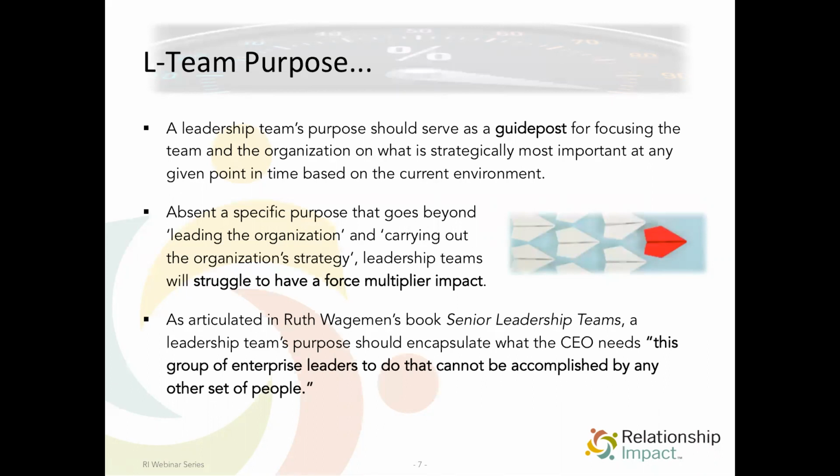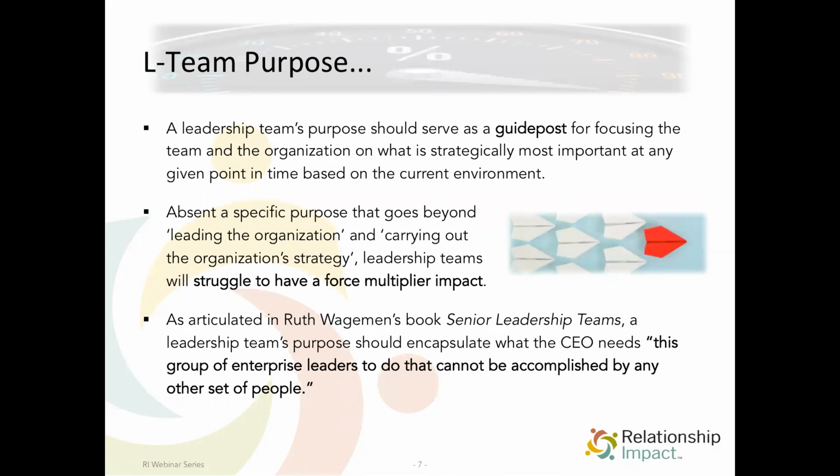So our point here in terms of leadership team purpose is that leadership teams need to come together, obviously on that stewardship role, but also very importantly on what it is that this group of leaders at this point in time should be focused on to help the organization at this particular juncture get the results they're looking for. A leadership team's purpose, and I'll go through a couple of these points up here, should serve as a guidepost for focusing the organization on what's most important at any given point in time.